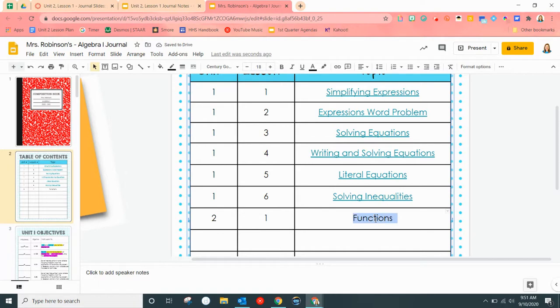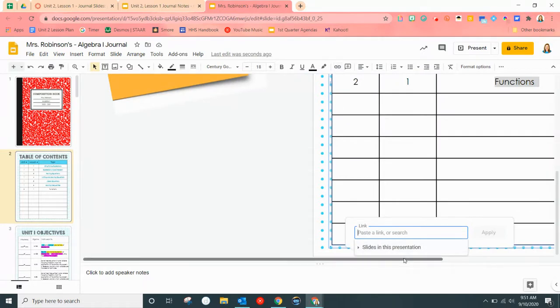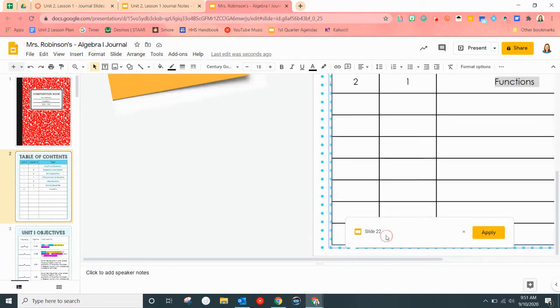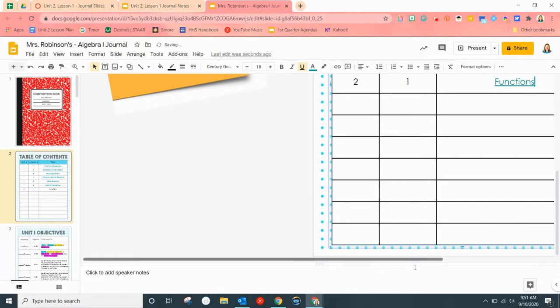So we need to link this. Remember, you highlight the words, come up here, insert link, and we're going to do slides in this presentation, and you're going to need to scroll down. Sometimes on your Chromebooks, it doesn't let you scroll down all the way. If it stops somewhere, if you start hitting the down arrow on your keyboard, it usually will let you find the correct slide. So it's the next to last slide. It should be slide 22. You have to click on it and click apply.